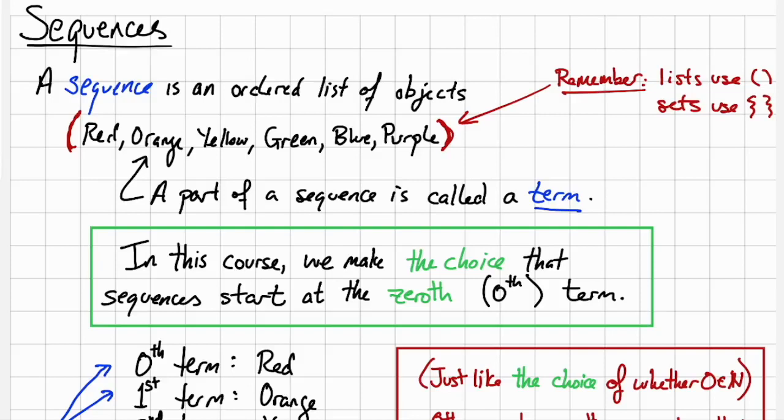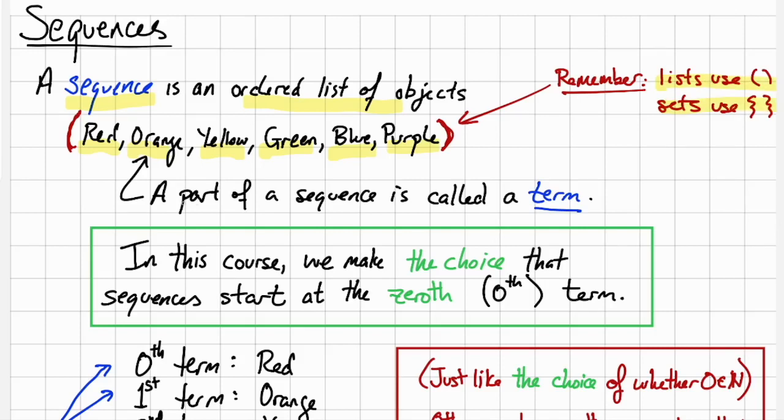Hello, welcome back. Today we're going to be talking about sequences. A sequence is an ordered list of objects, like red, orange, yellow, green, blue, and purple. We've seen lists before. Remember, lists use parentheses, while sets use curly braces.